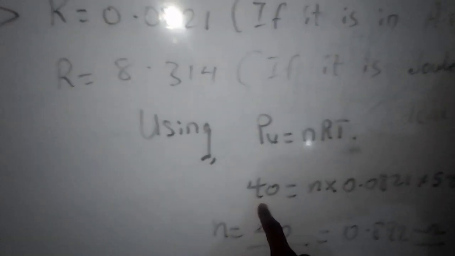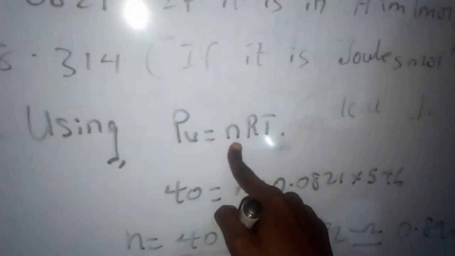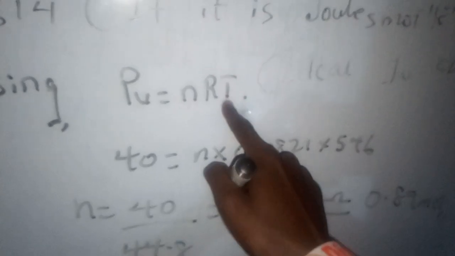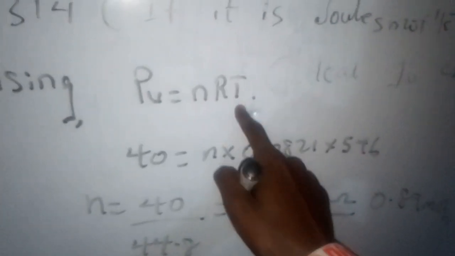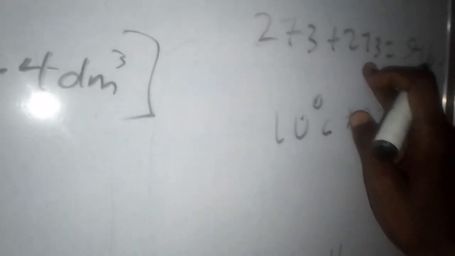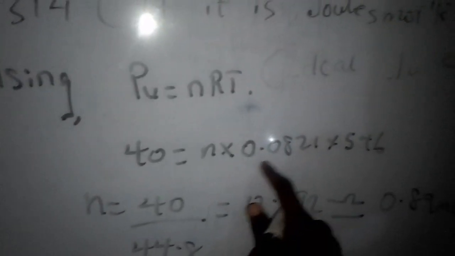So PV, that is 10 times 4, gives us 40, equals n, which means number of moles and is what we're looking for, times R. Your R is your gas constant, 0.0821, times your T, temperature in Kelvin. Remember, it should be in Kelvin. They gave us 273 degrees Celsius, so we converted it to Kelvin by adding another 273 to it, which gave us 546. We multiply these two together and it gives us 44.8.